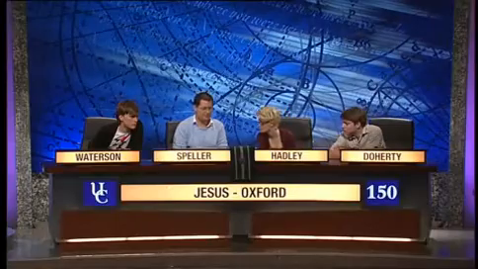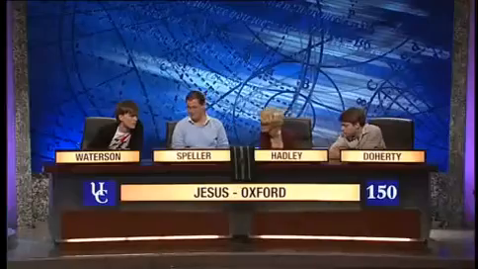Which 19th century Russian writer's short stories include Diary of a Madman and The Overcoat, both first published in 1842? No, I think that might be Pushkin. Pushkin. Okay. No, it's Gogol.